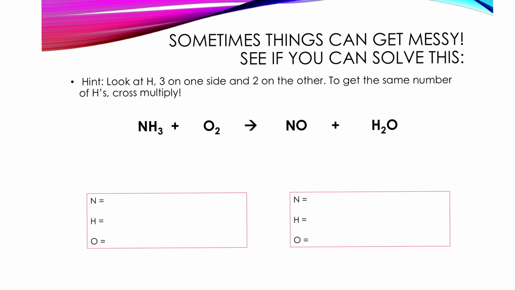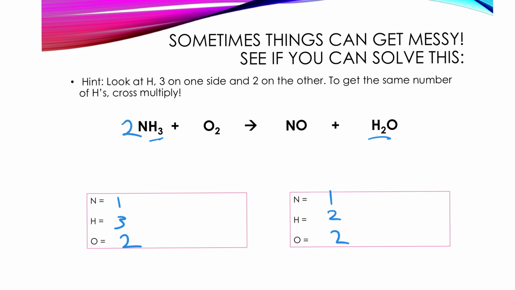So here's another problem where things get a little bit messy, and you definitely want to keep track of your atoms. If we look on the left side, we see 1 nitrogen and 3 hydrogens and 2 oxygens. And over here, we see 1 and 2 and 2. Okay, and so right away we can see we have 3 hydrogens and 2 hydrogens, and so 3 and 2 are factors of what number? 6. And so right away I know I'm going to have to get 6 hydrogens on each side.